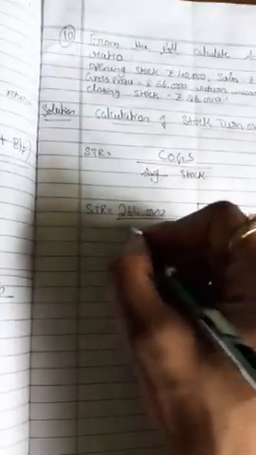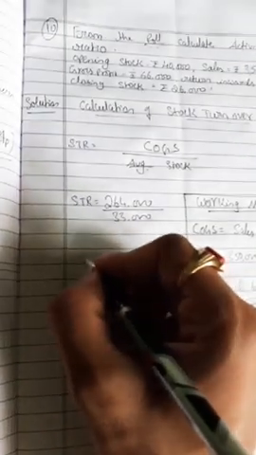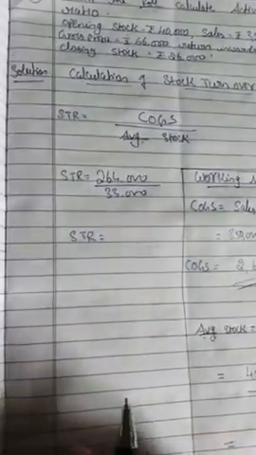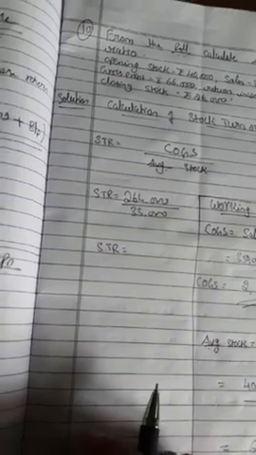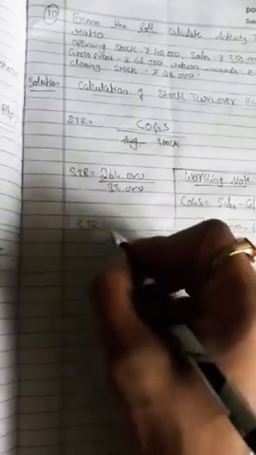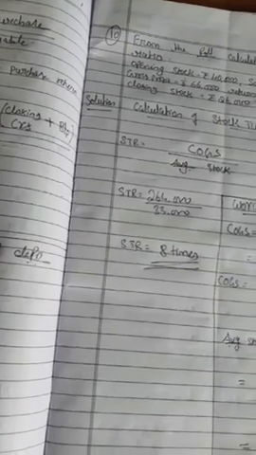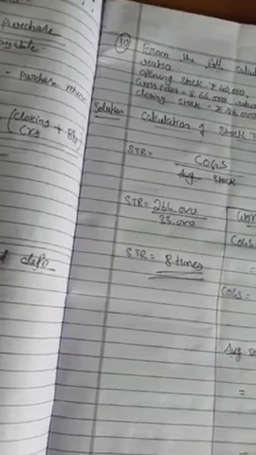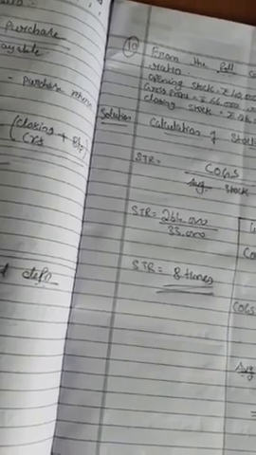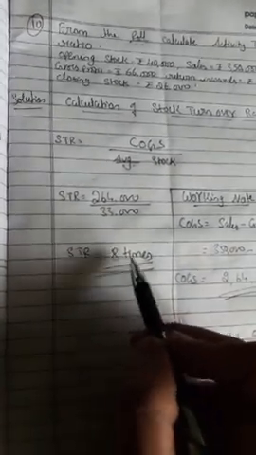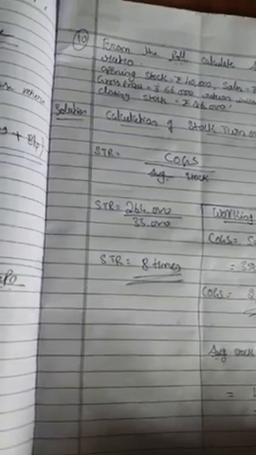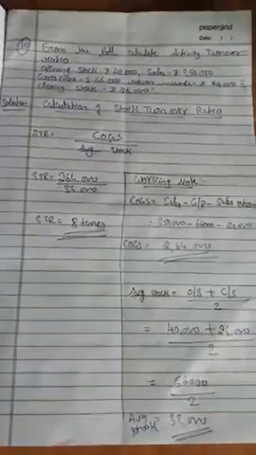Now bring down that 33,000 under your average stock. Now we can identify the stock turnover ratio. So this is 2,64,000 divided by 33,000, that gives us 8 times. As we know, the stock turnover ratio shows the number of times the inventory is purchased and sold during the fiscal year. So 8 times we have purchased and sold under your fiscal year. So this is one simple problem of your stock turnover ratio.